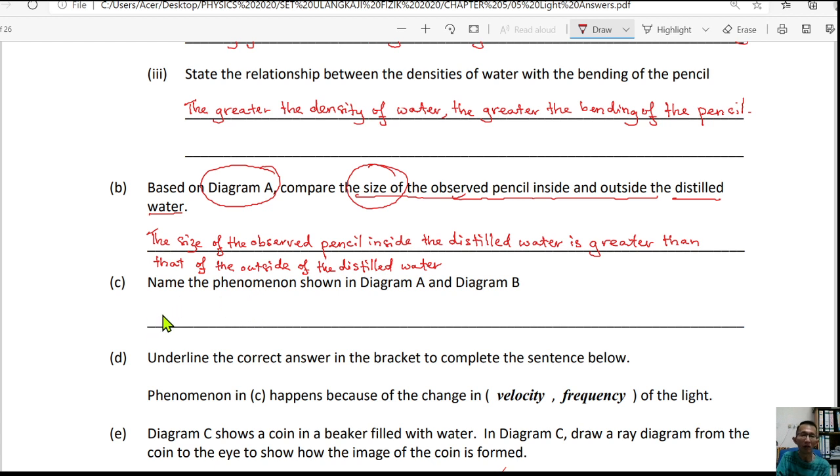So this is refraction. Okay, refraction of what? Refraction of light. Okay, next one, underline the correct answer in the bracket to complete the sentence below. The phenomenon in C, okay, so we are talking about the refraction of light, happens because of what? Okay, it's due to the change in the velocity of the light.